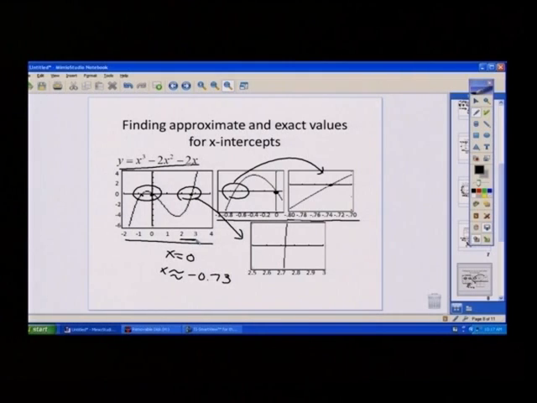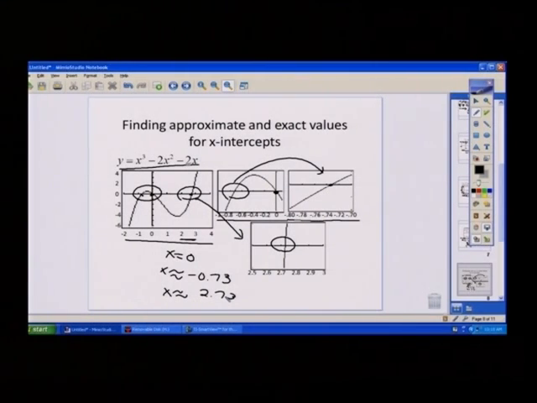And then this other intercept, if I were to approximate it, I blew up the window because it looked like it was between 2 and 3, and actually more between 2.5 and 3. So I blew up that section. There's that one, and that x looks like it's somewhere maybe about 2.73. Okay. So that's how you can approximate.